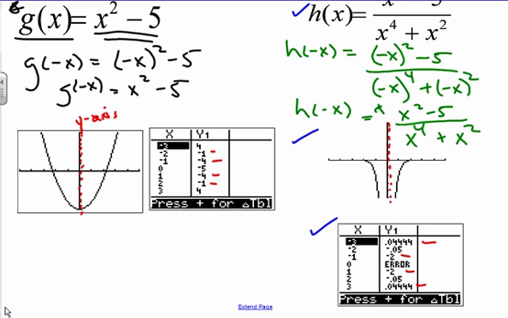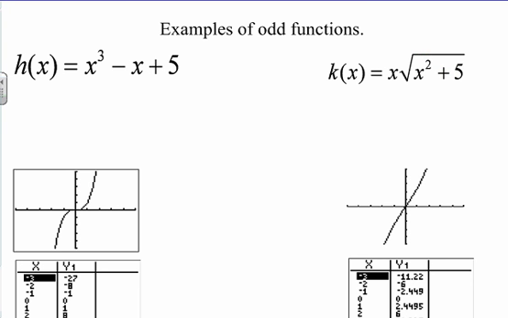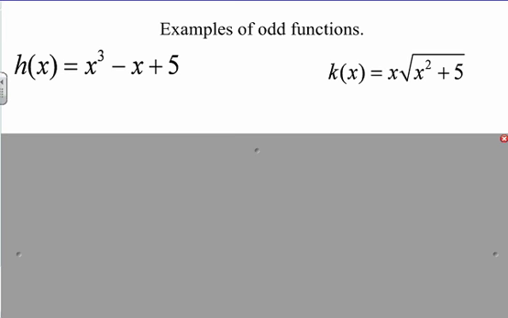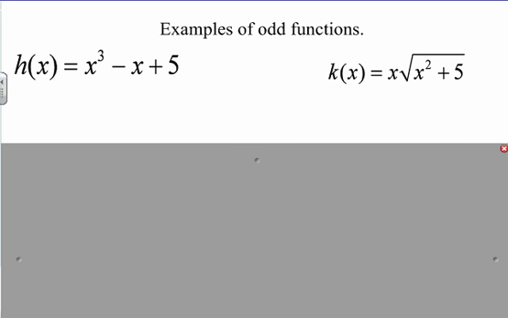This is, in fact, an even function. So even functions, you plug in a negative, you get the same out. It has symmetry of the y-axis. Odd functions, on the other hand, we have symmetry of the origin. So let's check these out.